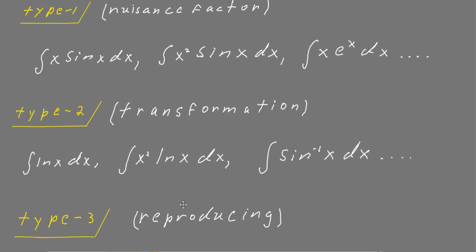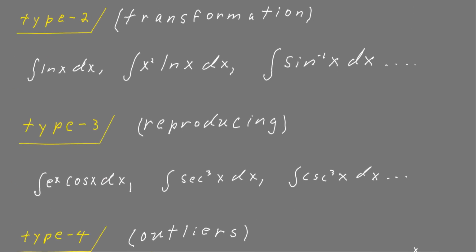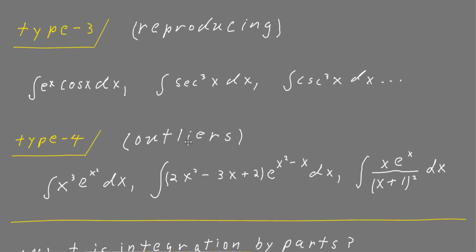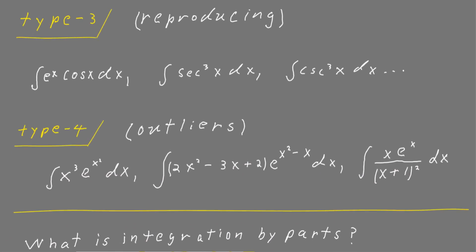You also have type 2 problems, and type 2 problems involve natural logs and inverse trig functions. And you can use integration by parts on these to transform functions like this or this into functions that are easier to integrate. You have type 3 problems like these, where you can use integration by parts to get the original integral to reappear on the other side of the equation, but with a different coefficient. And you can sometimes solve a problem like that, or at least simplify a problem like that.